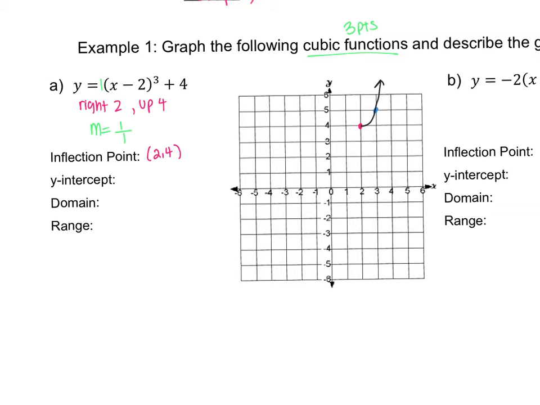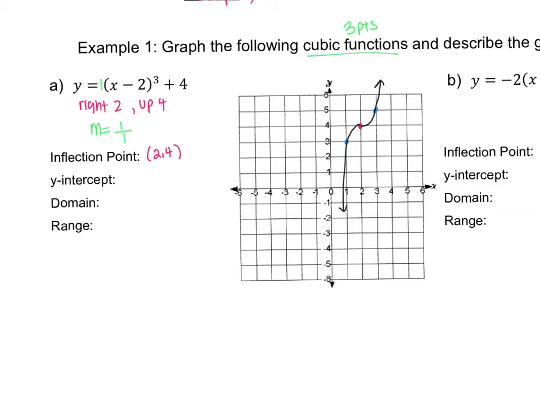And if I want to know where my third point is, I just go the opposite direction from the inflection point. So instead of going up 1 and over 1, I need to go down 1 and over to the left this time. And then I'll connect the dots, and this one's swinging downwards. And there we go. And so I have my graph here.